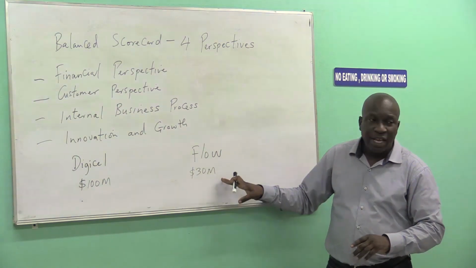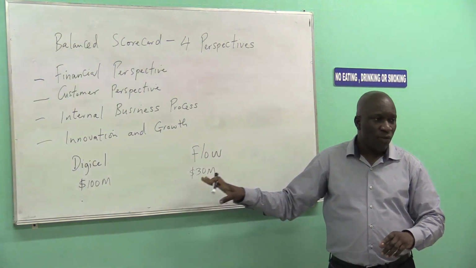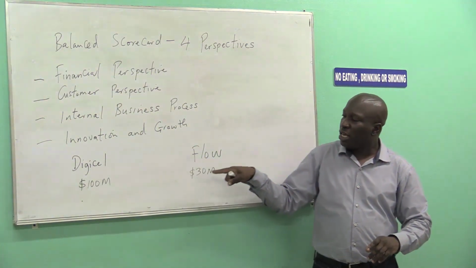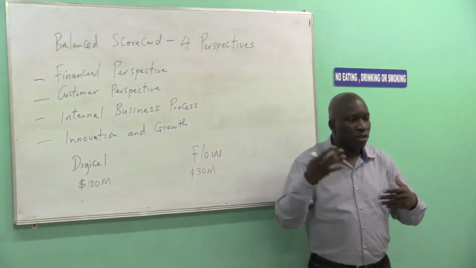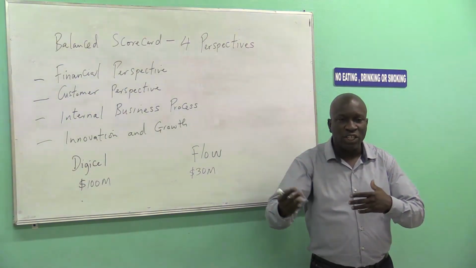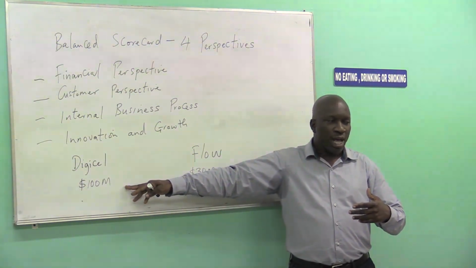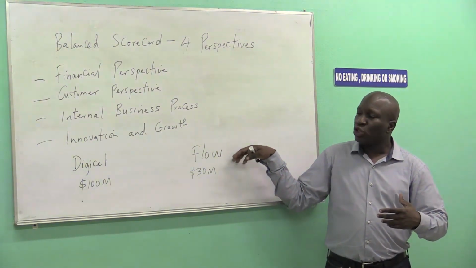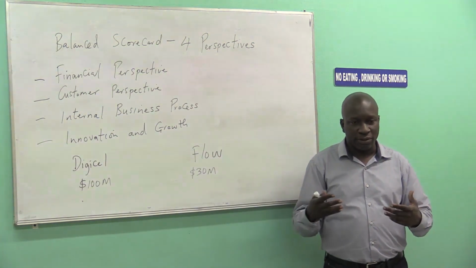And likewise, probably for this particular year that we are comparing both businesses, chances are probably Flow spent more money on innovation, right? Inventing new phones, inventing new technology than Digicel. So that's the reason why the amount of profit shown on their balance sheet is lower than Digicel.